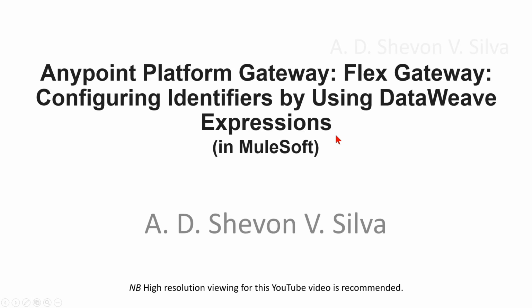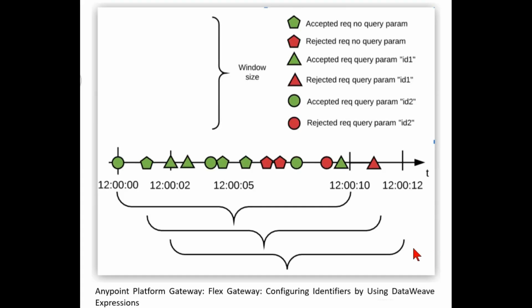Anypoint Platform, Flex Gateway, configuring identifiers by using DataWeave expressions. You can see the configuring identifier by using DataWeave expressions.